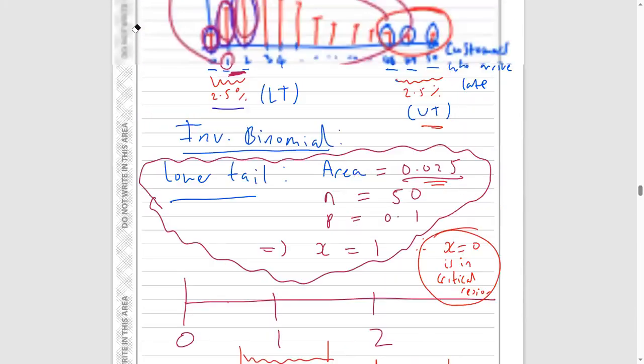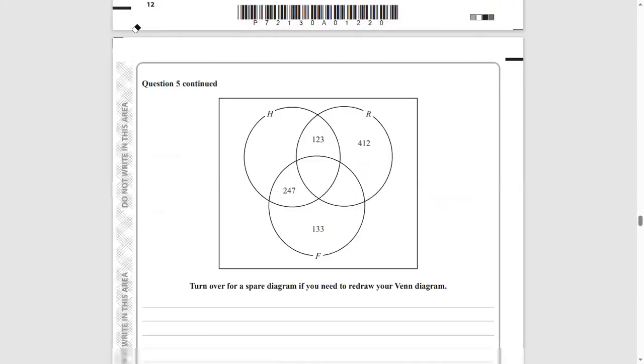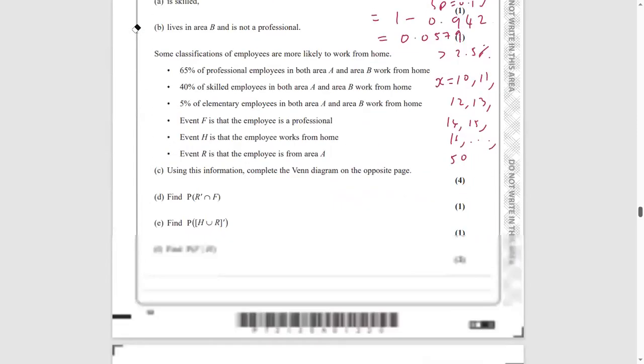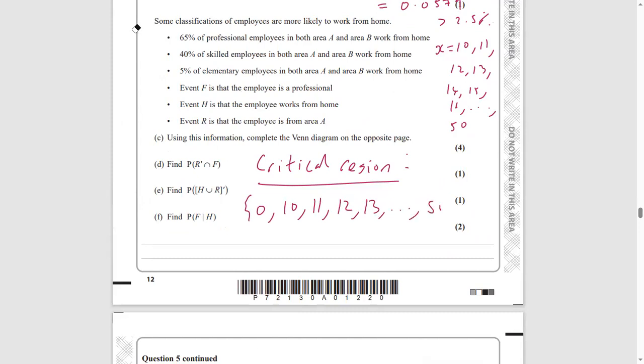So our critical region, I know I've made a mess of this question because I've run out of room, but I'm just going to write it down here. Our critical region is going to be this set of numbers here. So it's going to be the set 0 and also 10, 11, 12, 13, all the way up to 50.